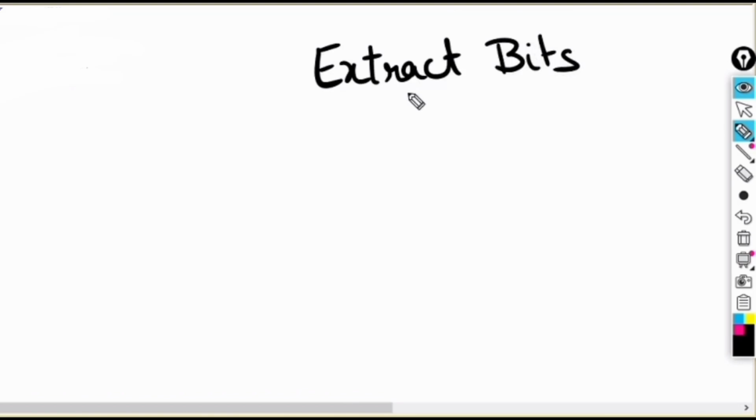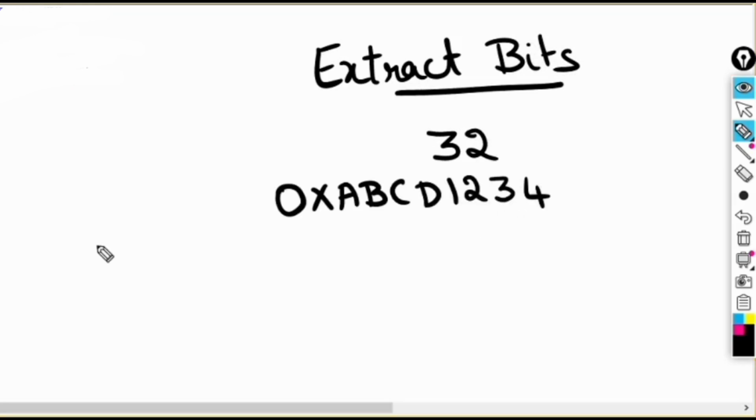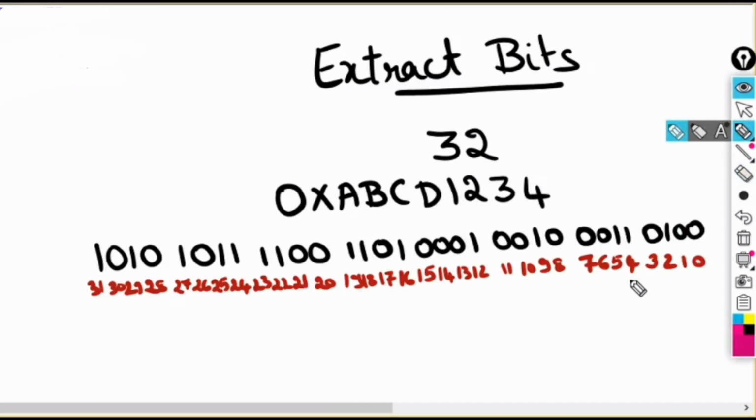Hello everyone. Let's say you want to extract a specific range of bits from a 32-bit number. For example, take the hexadecimal number 0xabcd1234. Its 32-bit binary representation is. Now suppose we want to extract bits from position m equal to 4 to n equal to 7.